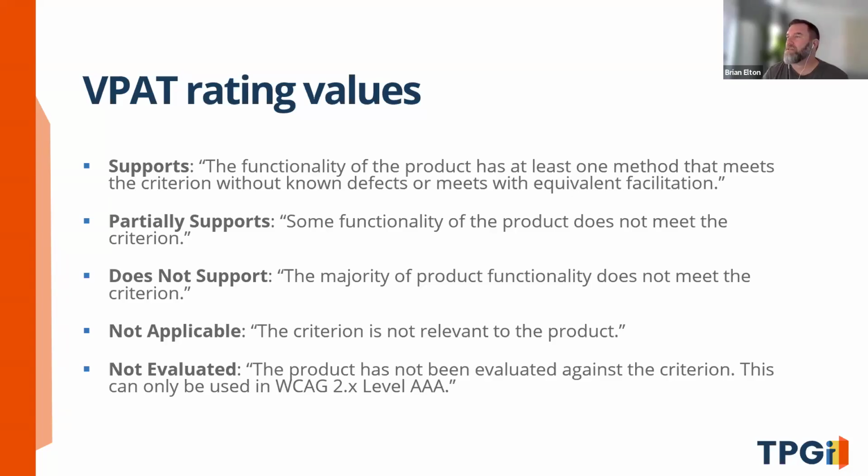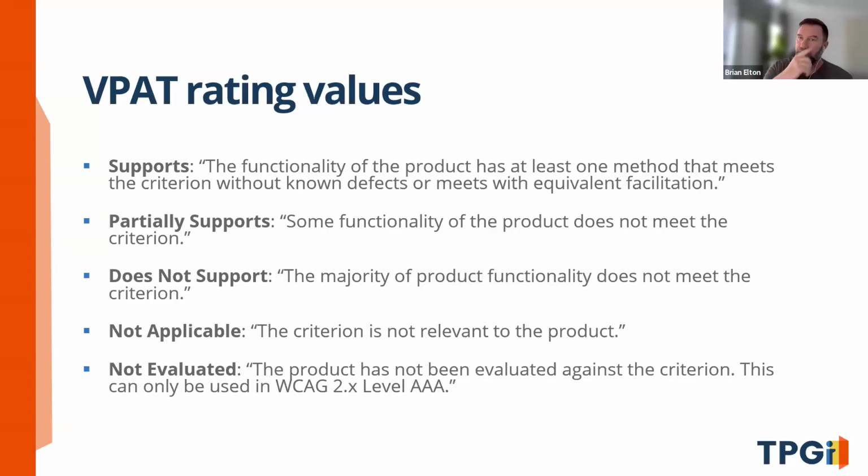Partially supports: some functionality of the product does not meet the criterion. Does not support means the majority of the product functionality does not meet the criterion. And not applicable, the criterion is not relevant to the product. And then the final one is not evaluated, and that means the product has not been evaluated against the criterion, but that can only be used against WCAG 2.1 whatever you're evaluating, 2.0, 2.1, 2.2, level AAA.